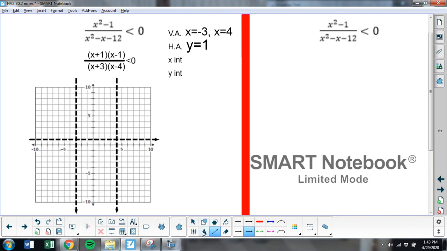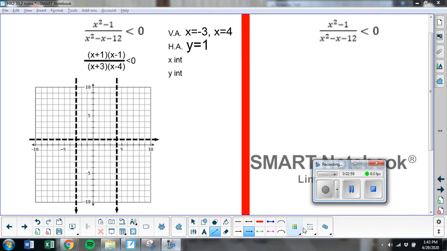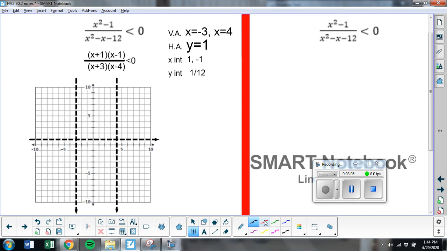Okay, pause the video, go ahead and find your x and y intercepts. I'm not going to show all of the steps of that since we've just been doing it. So for my x-intercepts, I got negative 1 and 1. You can write those as points, but I'm not going to require that. So on the x-axis, I have 1 and negative 1 as points. And on the y-axis, my y-intercept is 1/12, which is not very high. It's definitely below the asymptote, about right there.